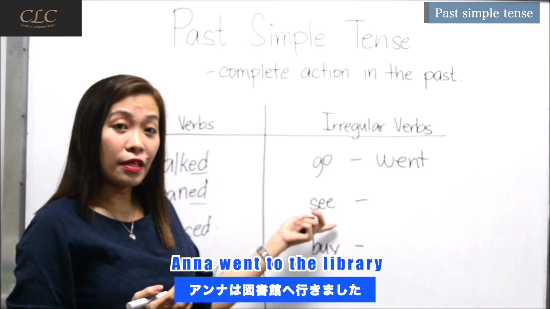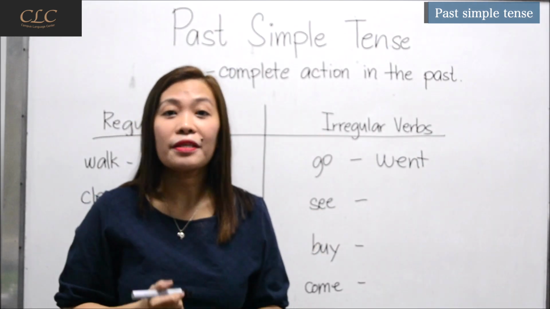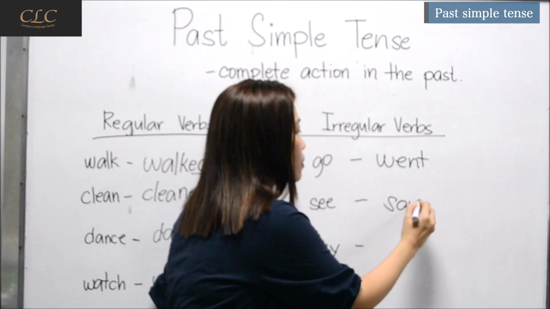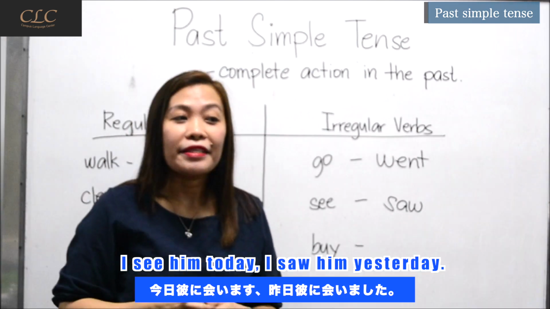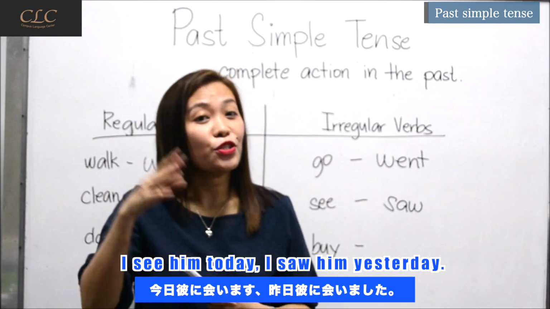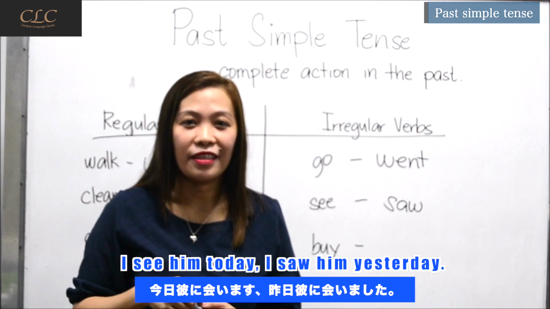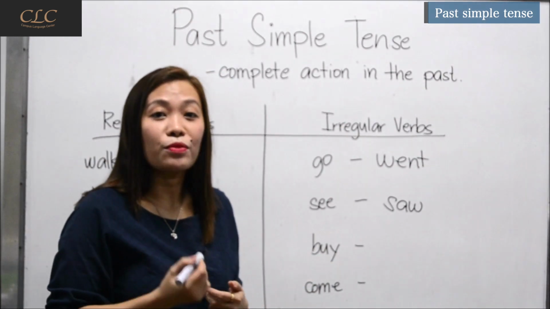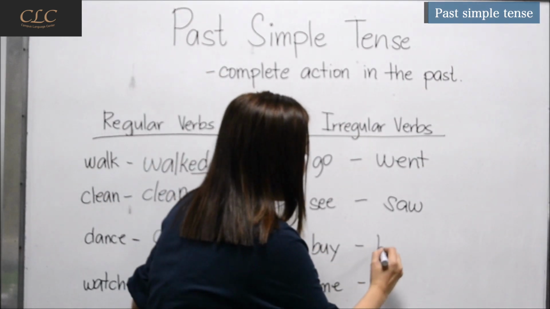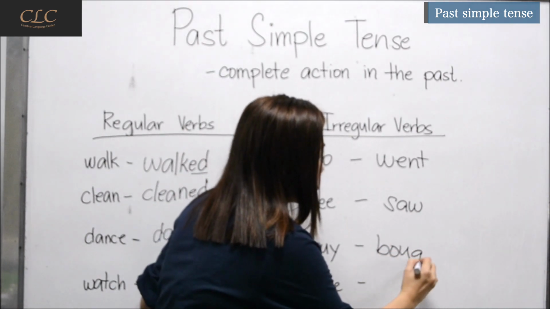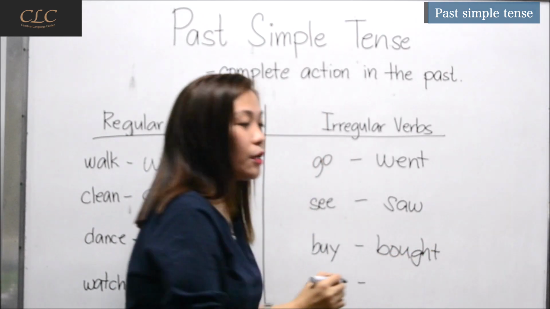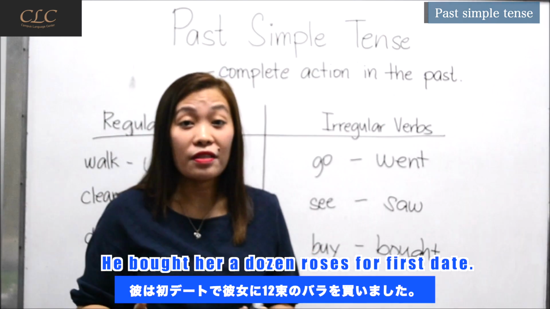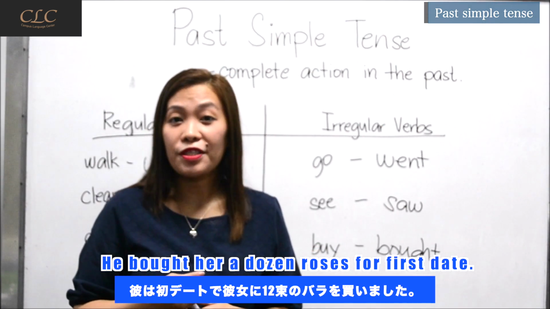Next, we have see, and in the past, it becomes saw. I see him today. I saw him yesterday. And we have buy. In the past, it becomes bought. He bought her a dozen roses for their first date.